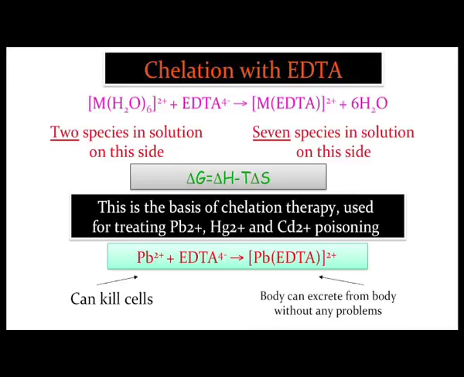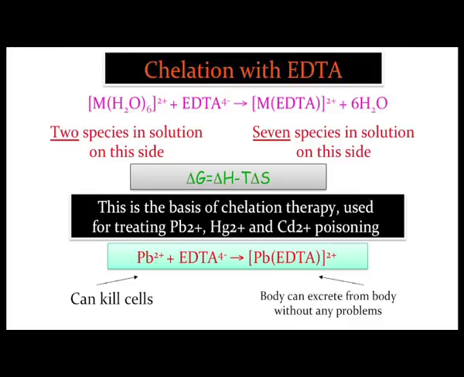So, this is a complex species. The hexa-aqua metal ion, the corresponding species in the bivalent state, is one particular species which is interacting with the EDTA, and on the right hand side we basically get 7 species, because 6 water molecules will be lost from the coordination sphere of the metal ion on the other side.